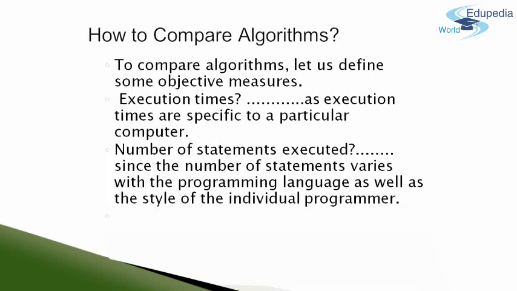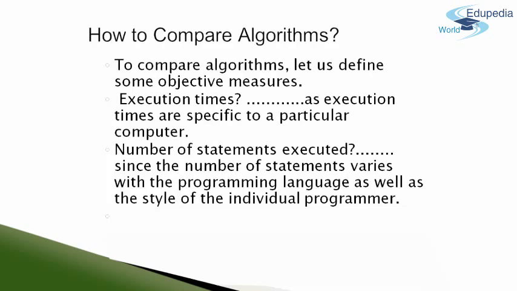Your CPU could be very fast, so even for a bad algorithm, it's doing excellent work. Or if someone else's computer has a bad CPU, so its processing time is not that good, then even for a good algorithm, it can perform badly. So execution time is not a good parameter to analyze or compare your algorithm, because that is specific to the computer. After that, we have number of statements executed.